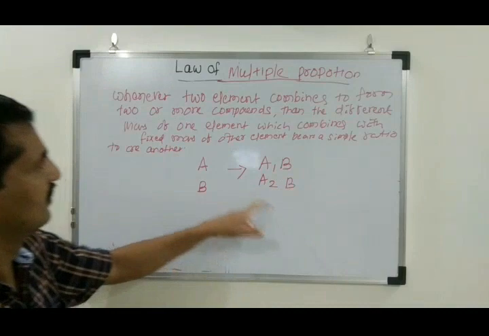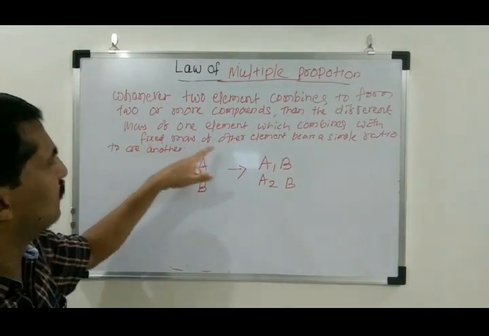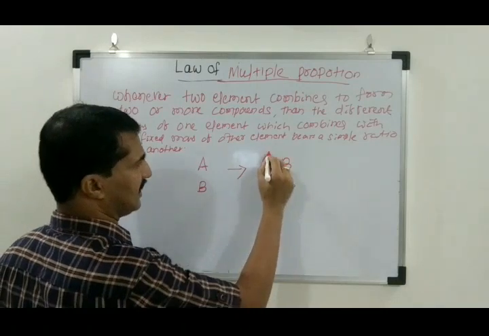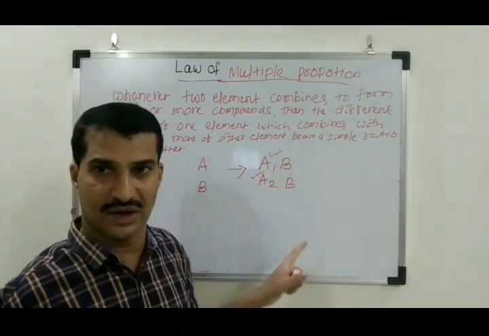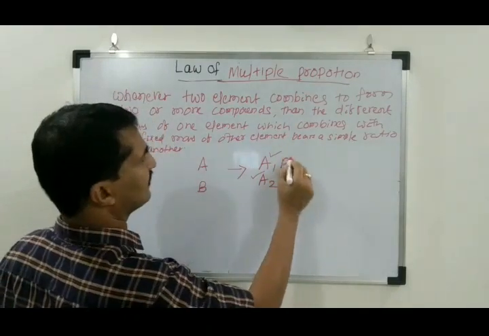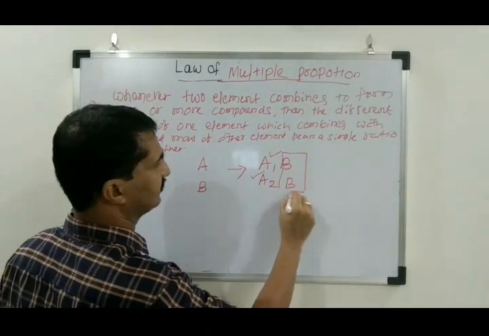Let's say A1B is one compound, A2B is another compound. Two compounds. Then the different masses of one element, so let's say the masses of A are different here. That's why I've written A1, A2. These combine with a fixed mass of the other element, so the B mass is fixed here.